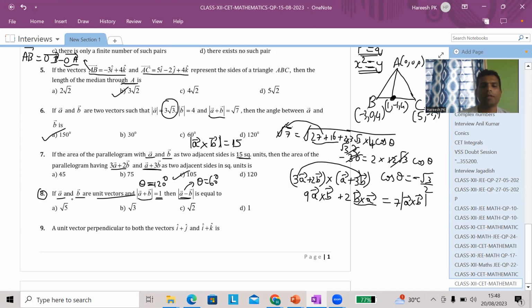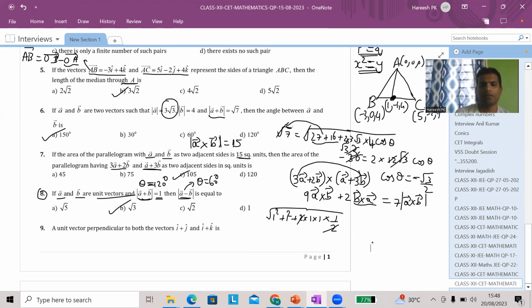Whenever A and B are unit vectors, meaning magnitude is 1, and the resultant also has magnitude 1, it means the angle between A and B is 120. So between A and minus B will be 60. So now if you use the formula root of A square plus B square plus 2AB into cos 60. Cos 60 is half. So the answer will be root 3. Again, quite easy.